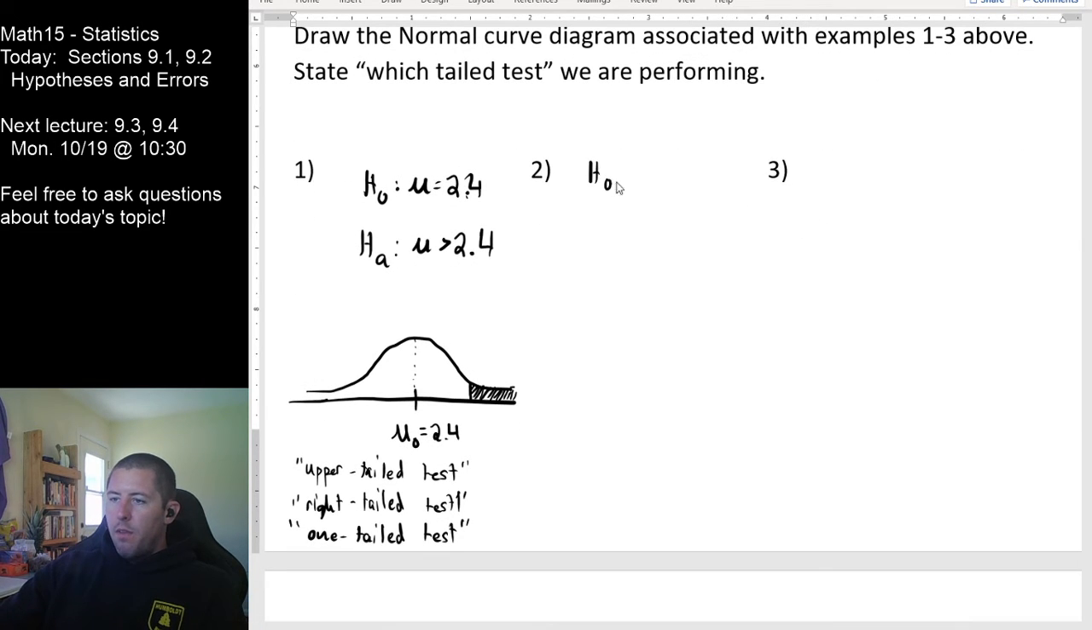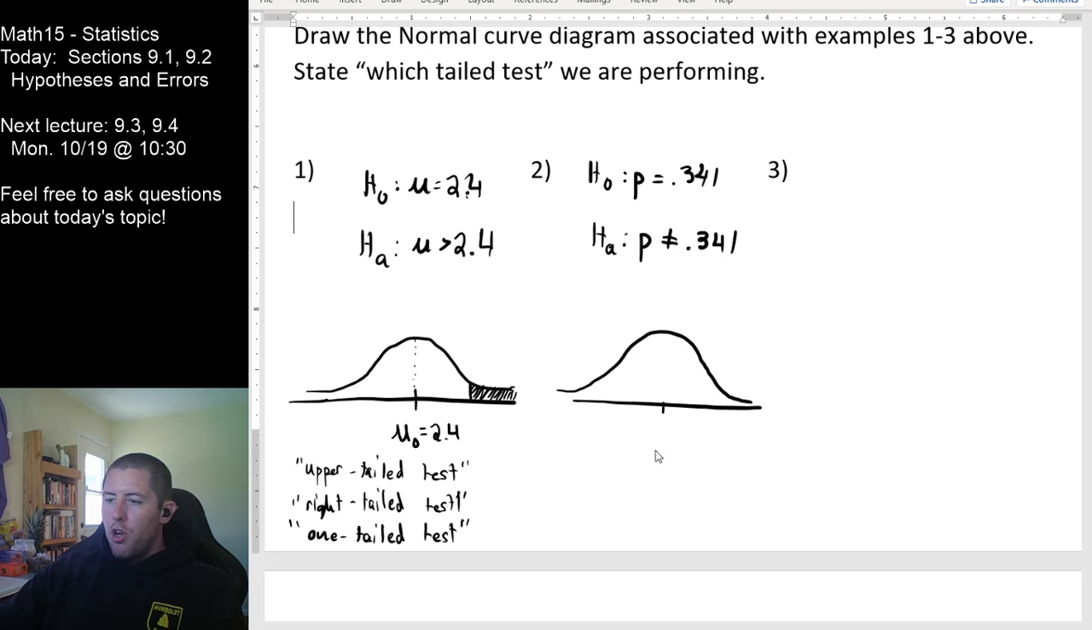We had our null hypothesis was that our proportion was equal to 0.341. And that our alternative was just that it was different, right? This just said we want to know if it's 0.341 or not. So you should notice that in this case, we have a little bit different of a scenario right here. In this case, we are still going to center our estimates at what I'll call P0 right here, the null hypothesis value of the proportion, 0.341.